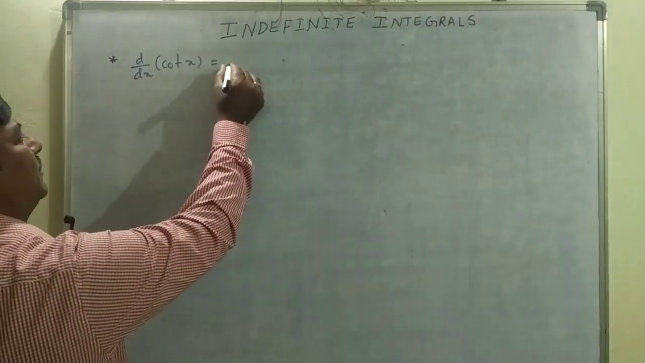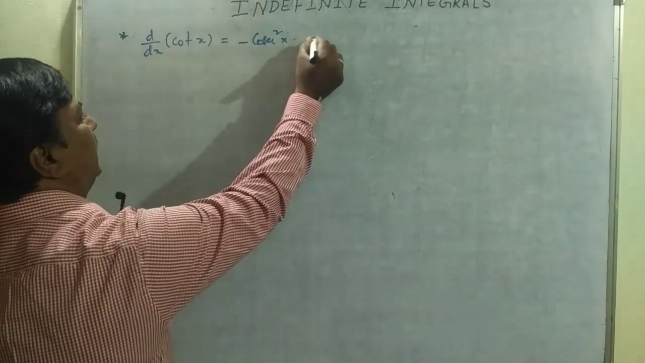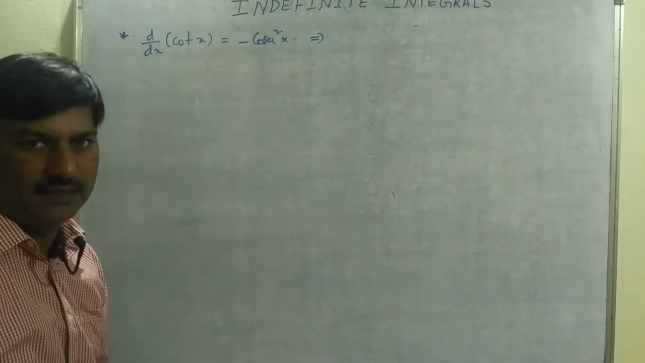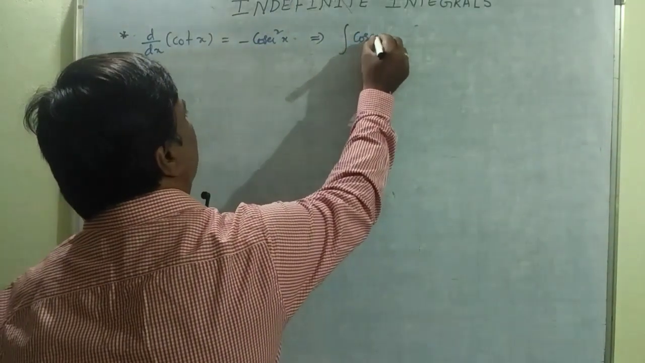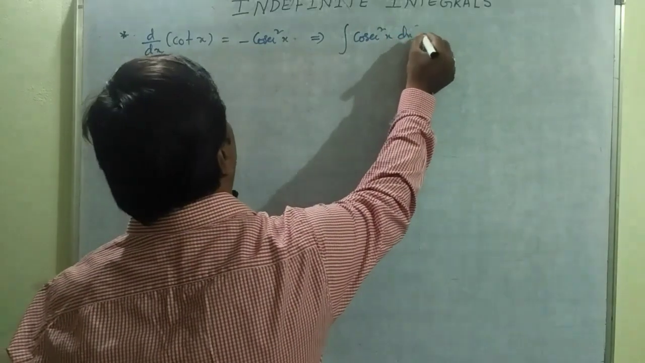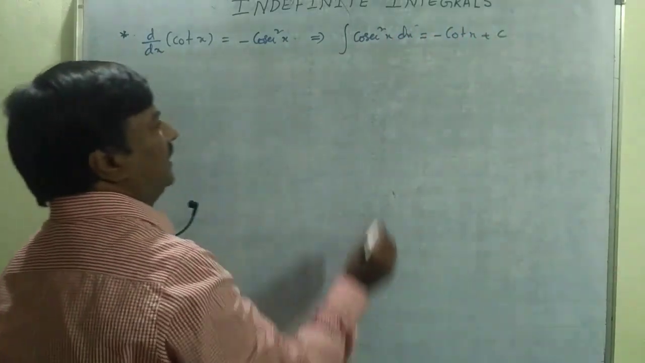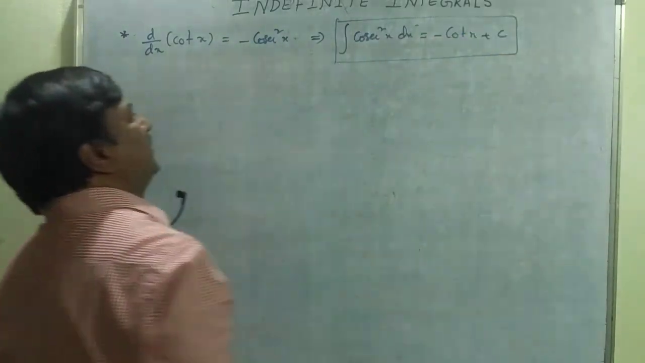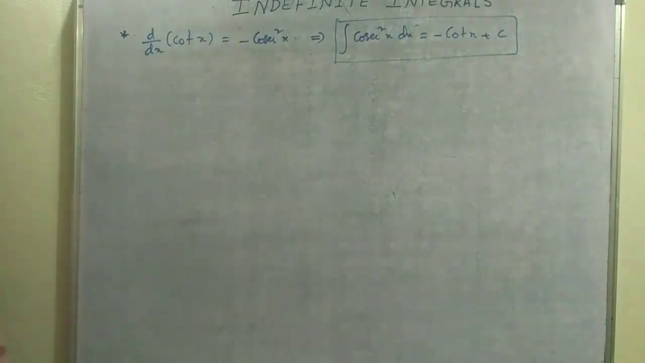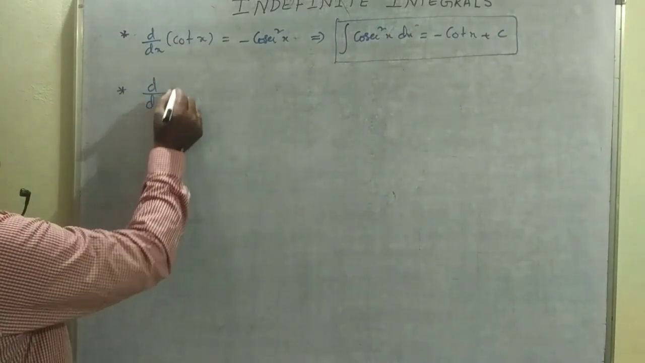The derivative of cot x is minus cosecant square of x. Integration is the reverse process of differentiation, so the integral of cosecant square of x dx is equal to minus cot x plus c. Minus cot x plus c, just mark this in a box so that we can learn the integration formulas perfectly.